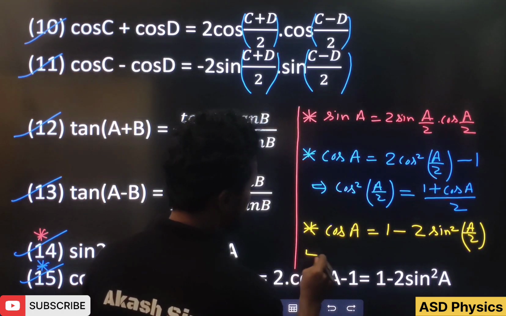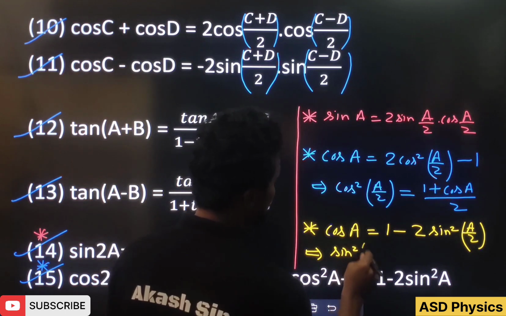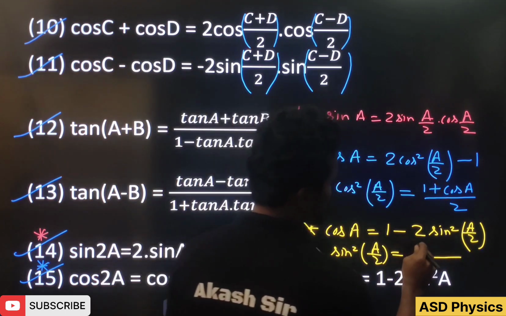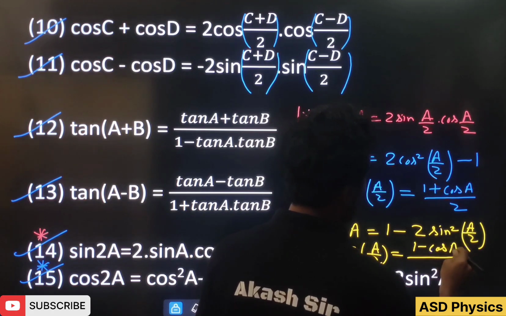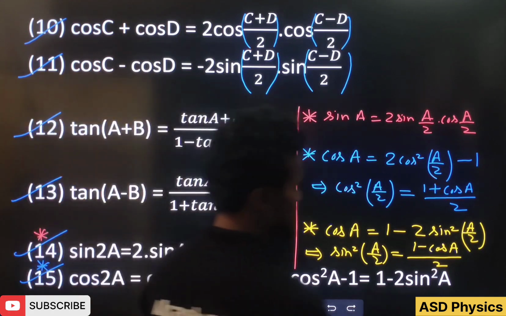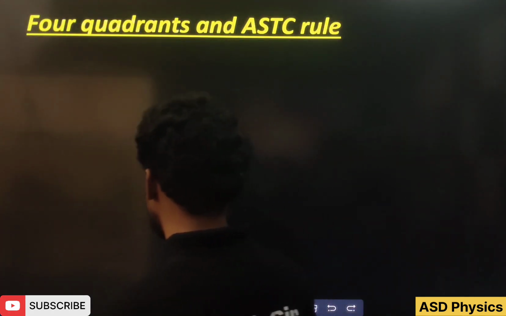So students, if in case I write here sin square A by 2, what am I writing? Sin square A by 2 will become 1 minus cos A by 2. So students, these formulas you have to remember. Very important. Next one, students, let's see now.